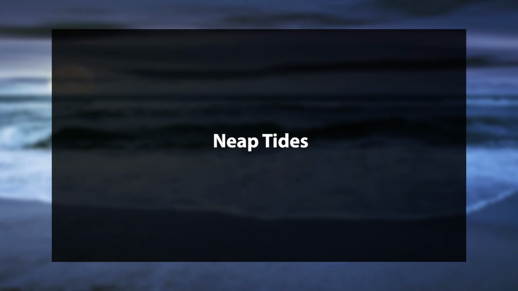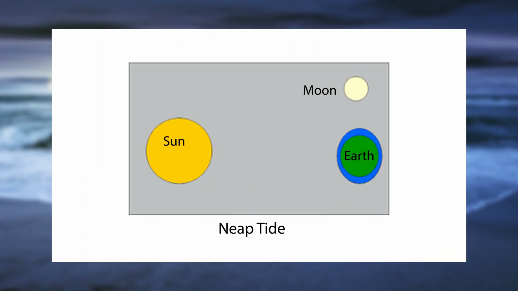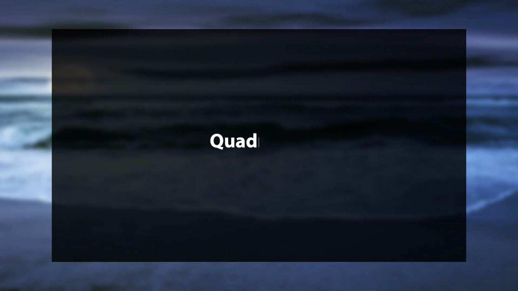Neap tides. When the moon reaches its first and third quarter phases, it moves into a position that is perpendicular to the sun relative to the earth. This 90-degree alignment is known as quadrature.